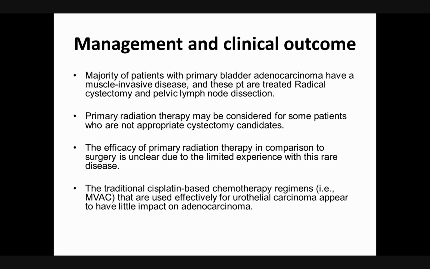Management and clinical outcome: the majority of the patients with primary bladder cancer have muscle invasive disease, and these patients are treated with radical cystectomy and pelvic lymph node dissection. Primary radiation therapy may also be considered for some patients who are not appropriate for cystectomy. The efficacy of primary radiation therapy in comparison to the surgery is unclear due to the limited experience with this rare disease. The traditional cisplatin-based chemotherapy regimens like MVAC that are used effectively for urothelial carcinoma appear to have little impact on the adenocarcinoma.